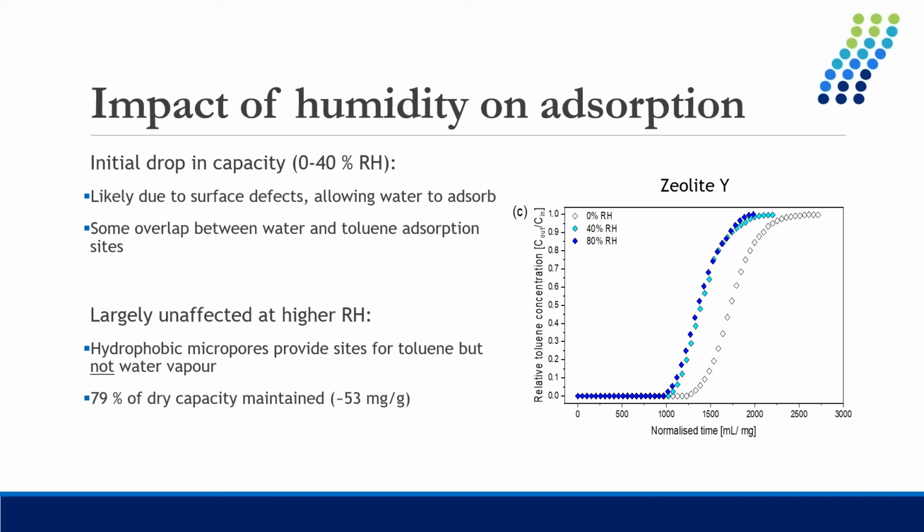And so as water occupies those more hydrophilic sites, toluene cannot. And so you see some drop in capacity. But as you increase to higher levels of relative humidity, zeolite Y was relatively unaffected, maintaining around 80% of its dry capacity in the presence of water vapor.